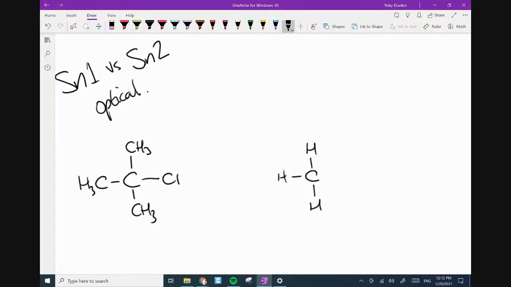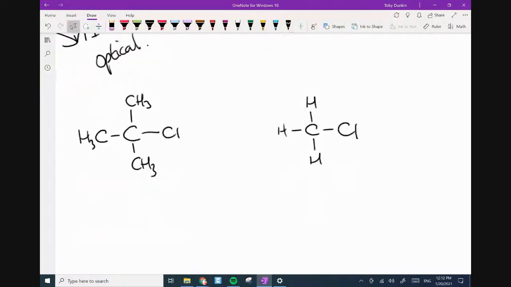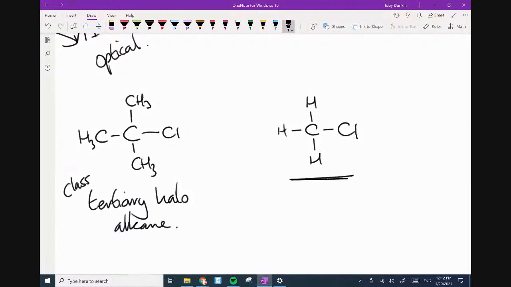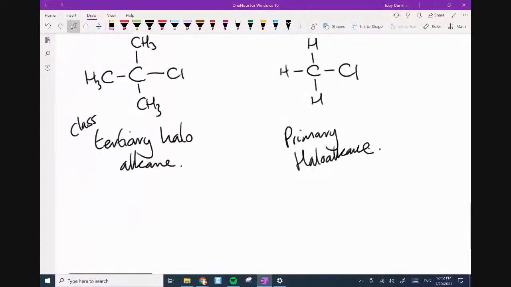Right, Winkit. So first of all, can you classify him, please? Classify as in tertiary. Thank you very much. Good job. That is a tertiary halo alkane. Well done. Julian? Thank you very much. A primary halo alkane. Next, Winkit. Sn1 or Sn2, please? Sn1. How do you know?